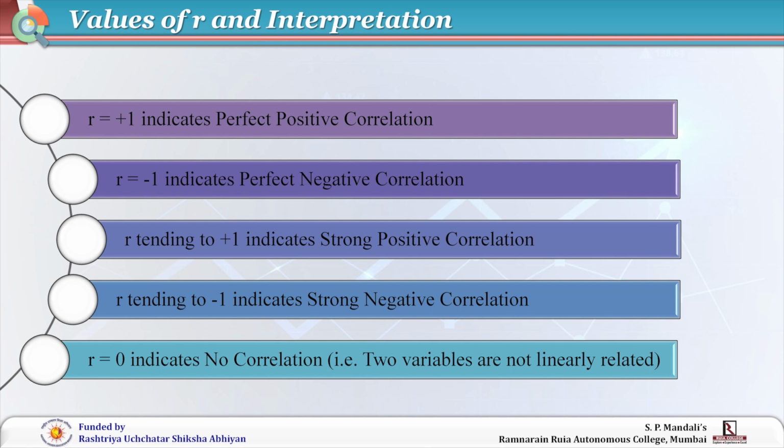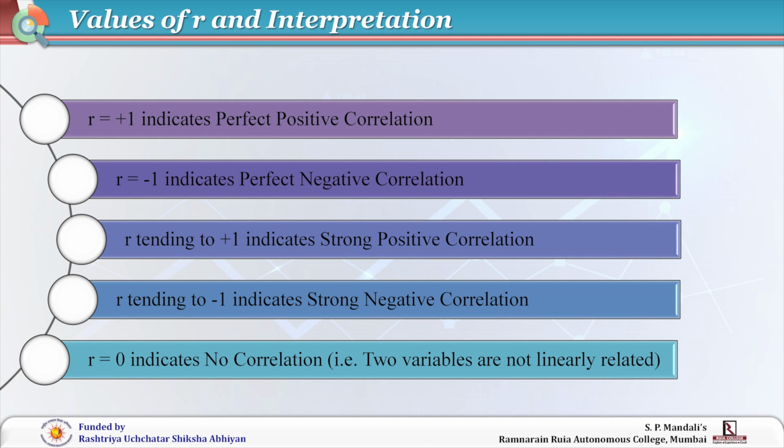So if the Karl Pearson's coefficient of correlation is equal to +1, then it indicates that there is a perfect positive correlation between the variables x and y. Similarly, r equal to -1 indicates a perfect negative correlation. If r is closer to +1, it indicates the strong positive correlation between the variables x and y. If r is closer to -1, it indicates a strong negative correlation between variables x and y.